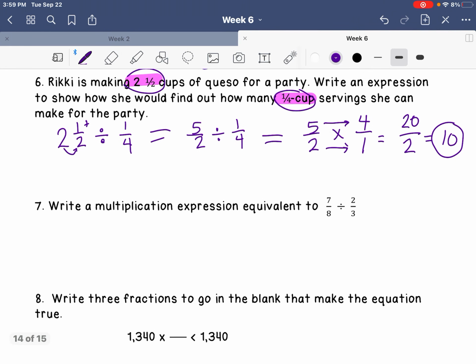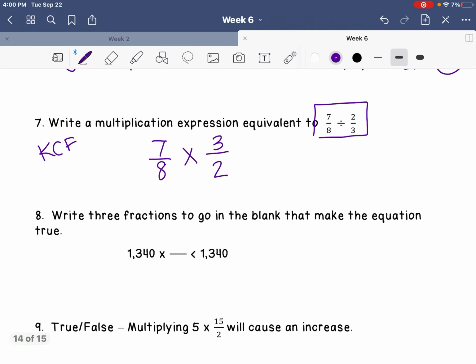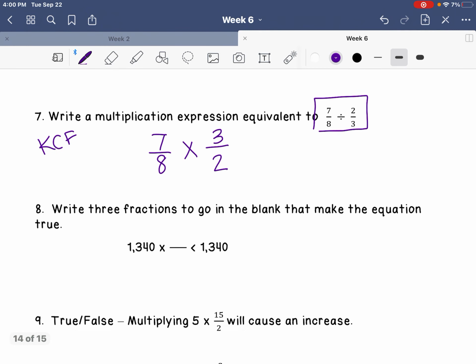Number 7, write a multiplication expression equivalent to 7/8 divided by 2/3. Again, I'm going to use the rule for keep, change, flip. 7/8 keep, change to multiplication, flip it upside down. This expression is equal to 7/8 divided by 2/3. You're multiplying by the reciprocal.